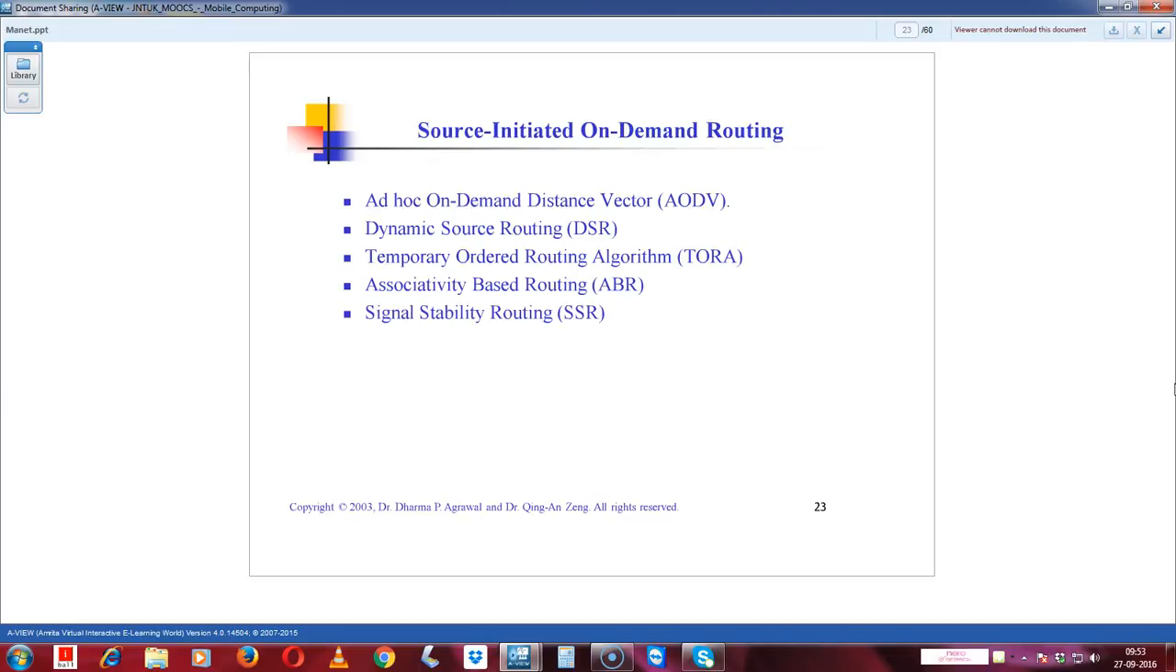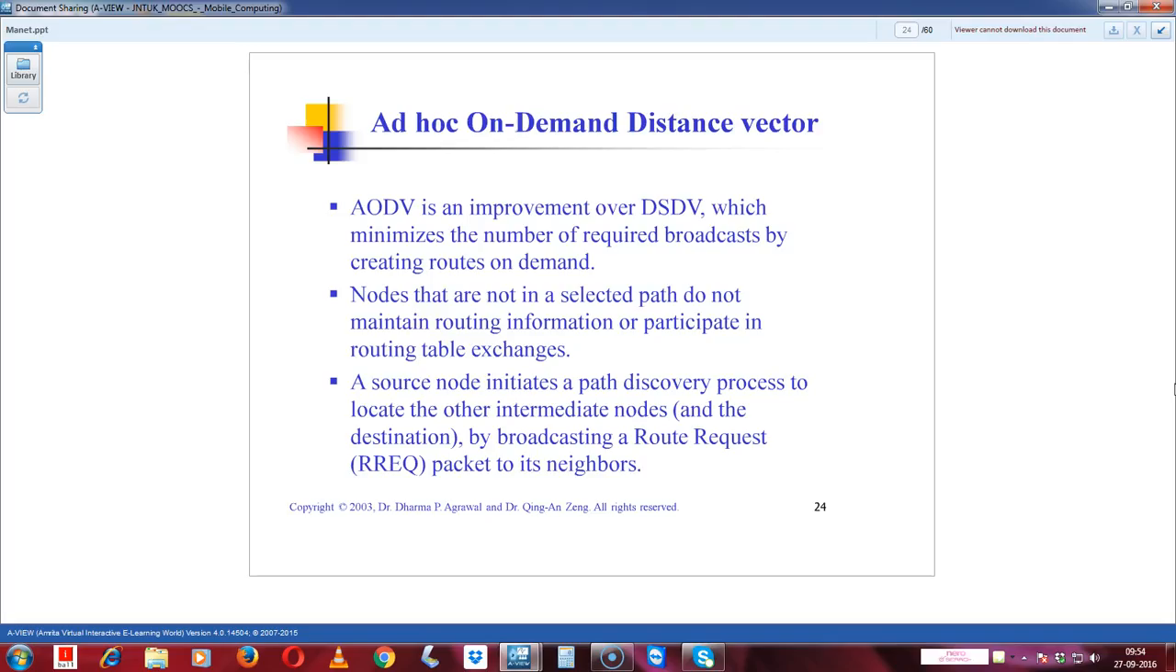Next, we'll see source initiated on demand routing. These are the examples: ad hoc on demand distance vector, dynamic source routing, temporally ordered routing algorithm, associativity based routing, signal stability routing. These five are your source initiated, which you can call reactive algorithms, which work when there is a demand to talk to your destination, to transfer packets from source to destination. Then only it will start the broadcast. First they will find out the route and then they will communicate. But in the case of routing tables, they already have the path. They can directly talk to the destination.